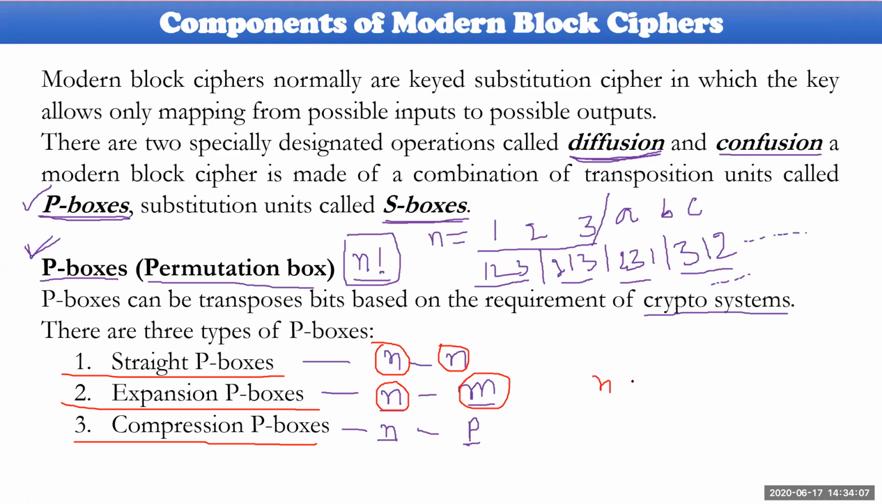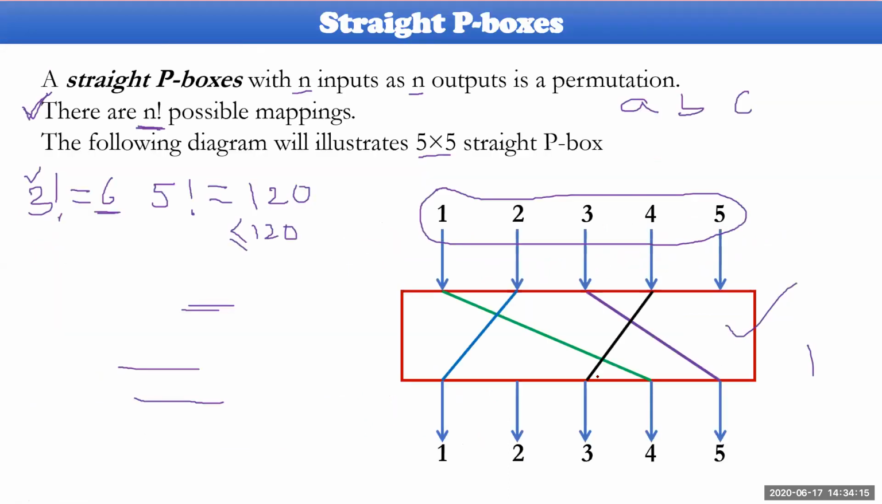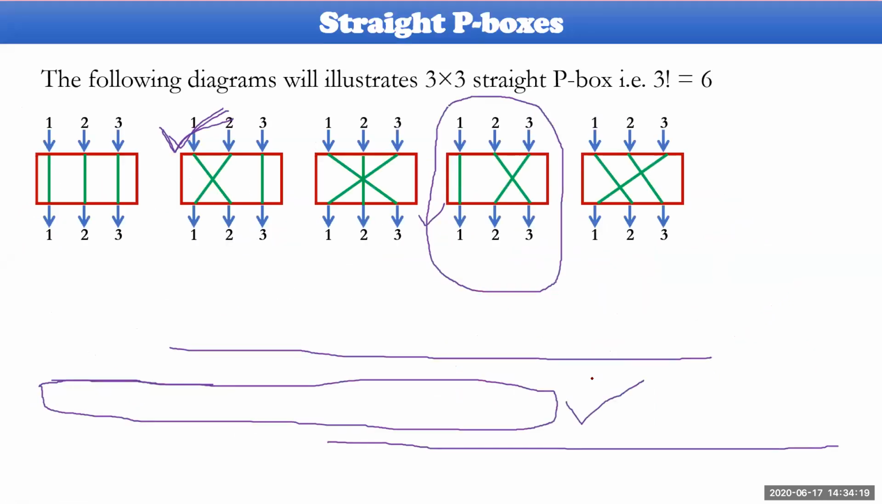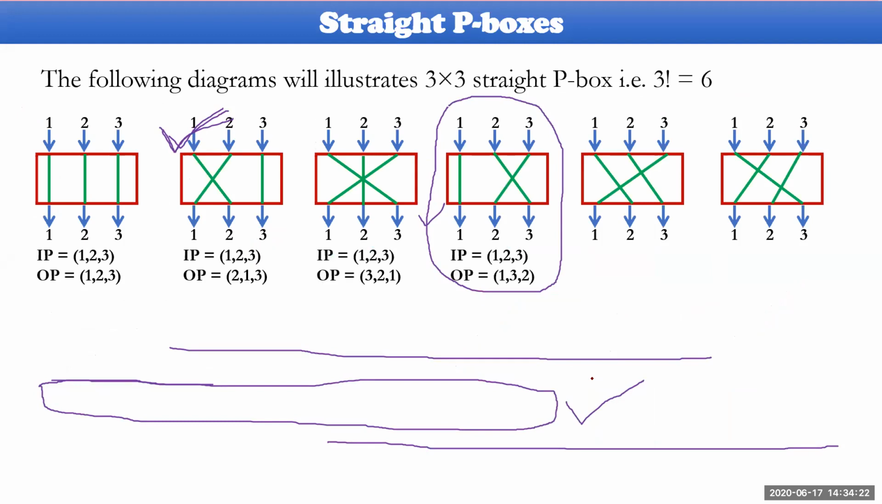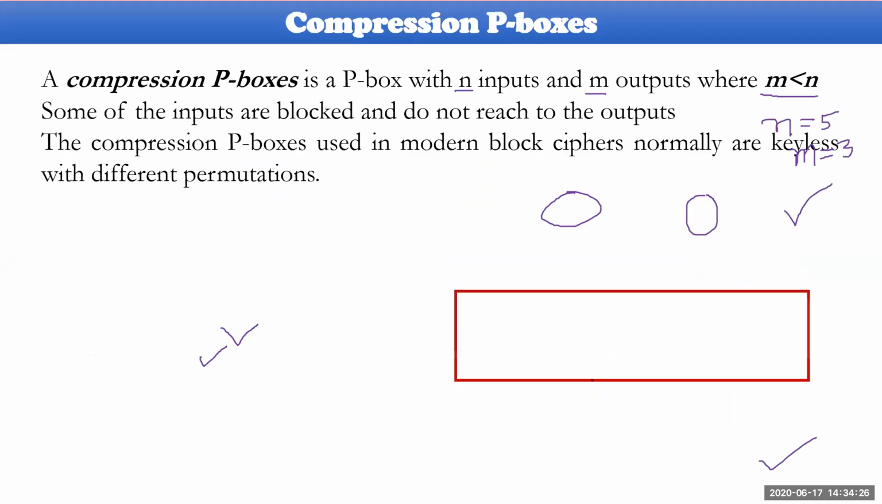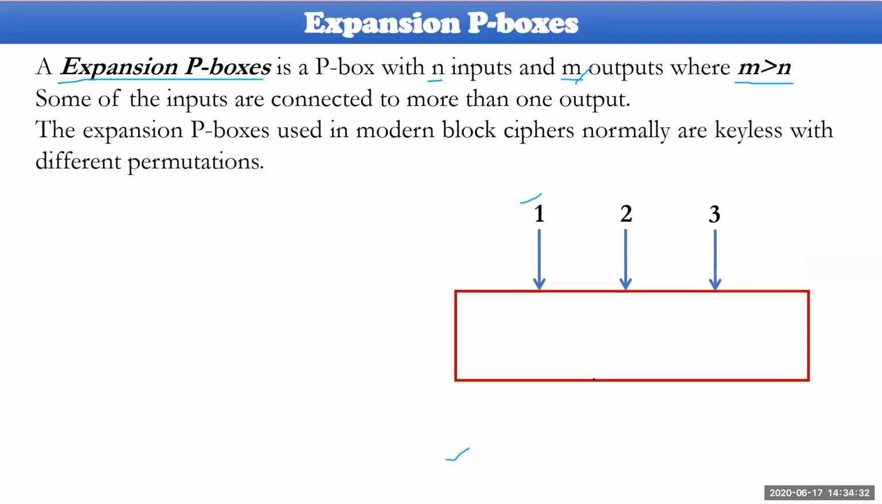N will be equal to, for example, 3, so m must be equal to 5 here. We have taken the example. Let me go ahead and explain. This is straight actually. These are the different permutations which could be done at straight P boxes only. And this is compression actually. Just wait. Yes, expansion. Look at this.